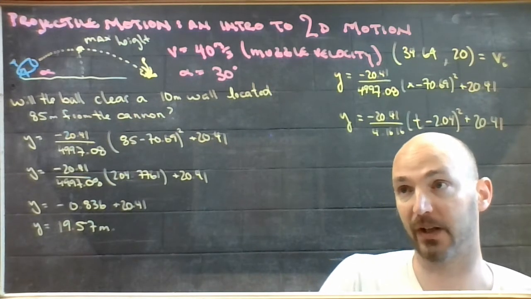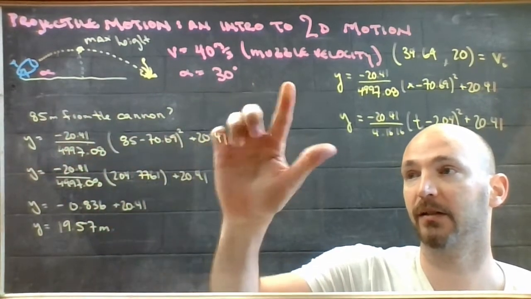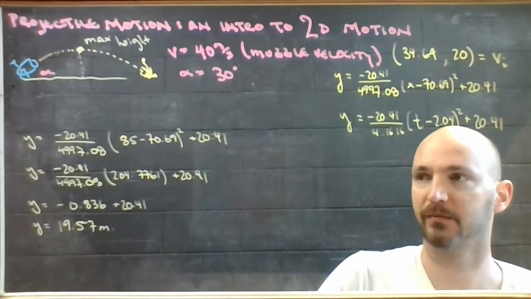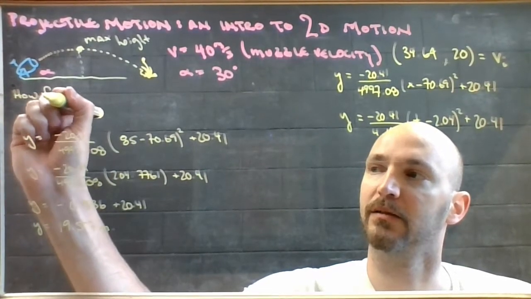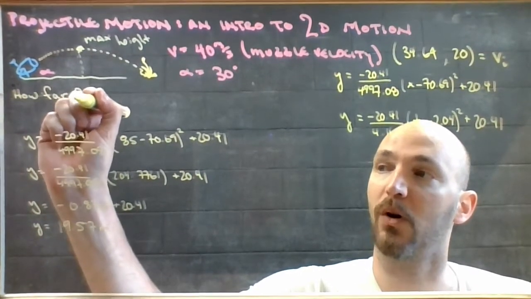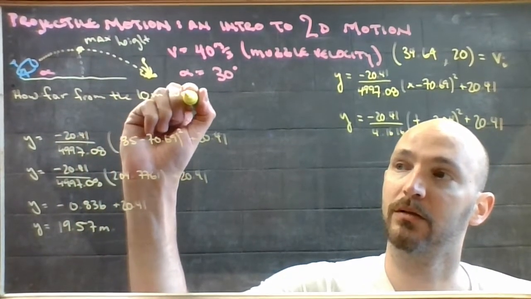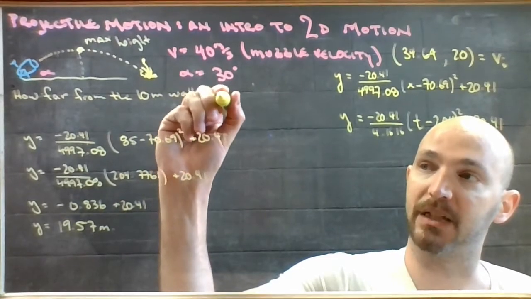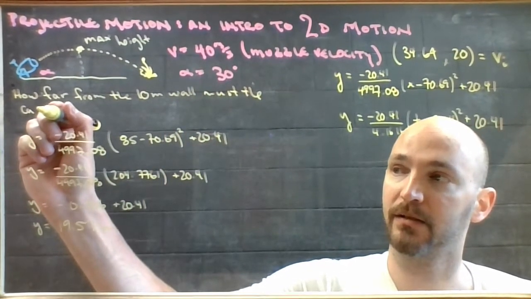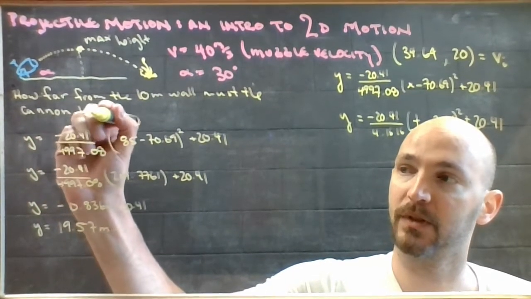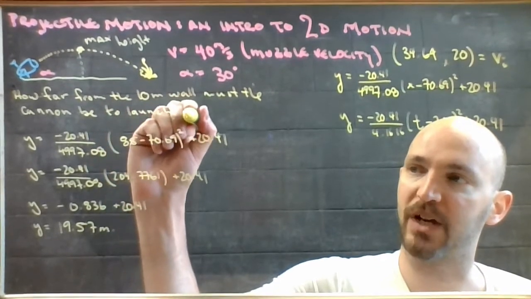I could also figure out, let's see, let's flip this question around. How far from the cannon, or how far from that wall, from the 10-meter wall, must the cannon be to just clear it? Can be to launch projectiles over the wall.